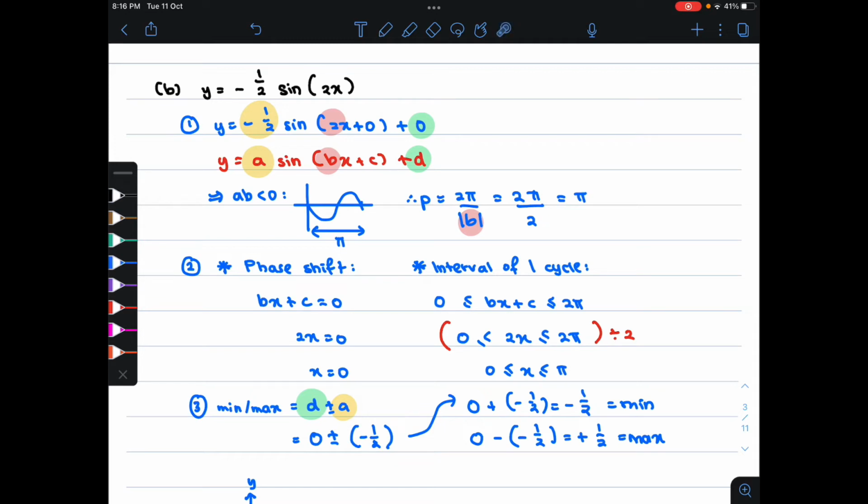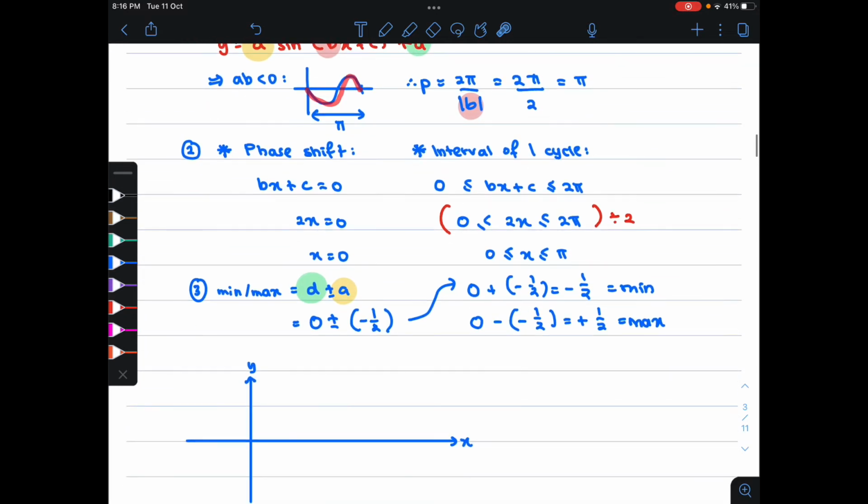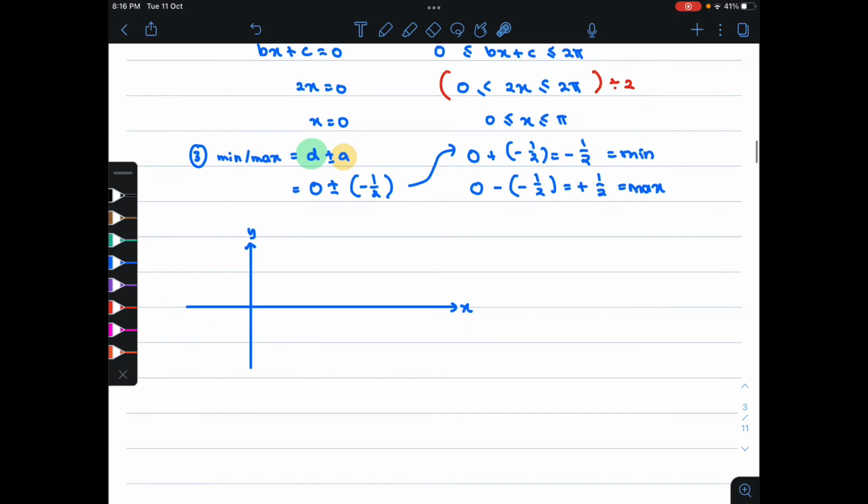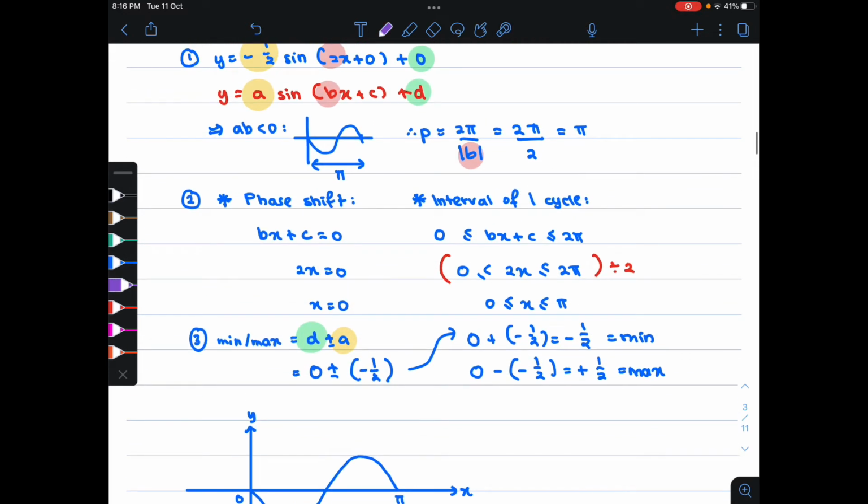So now let's try and draw a graph. The basic shape is like this. It goes downward first and the period is pi. So this means it goes downward first and it's going to stop at pi. So we're done with the basic shape and the period. Next is for the phase shift. There's no shifting to the left or to the right.